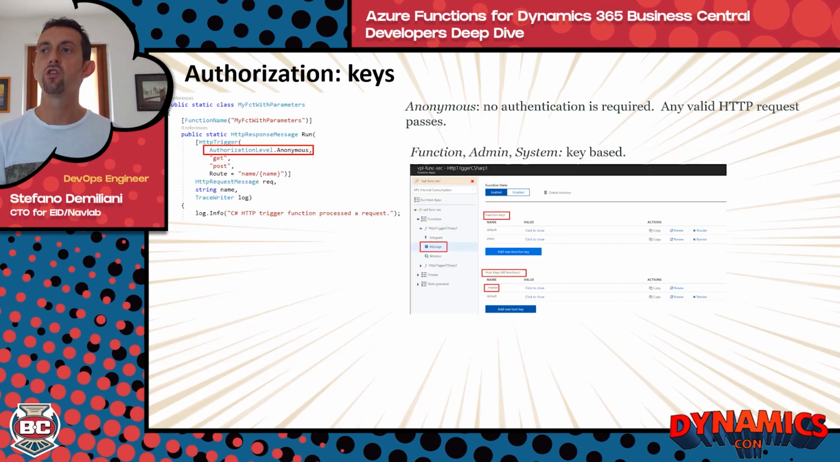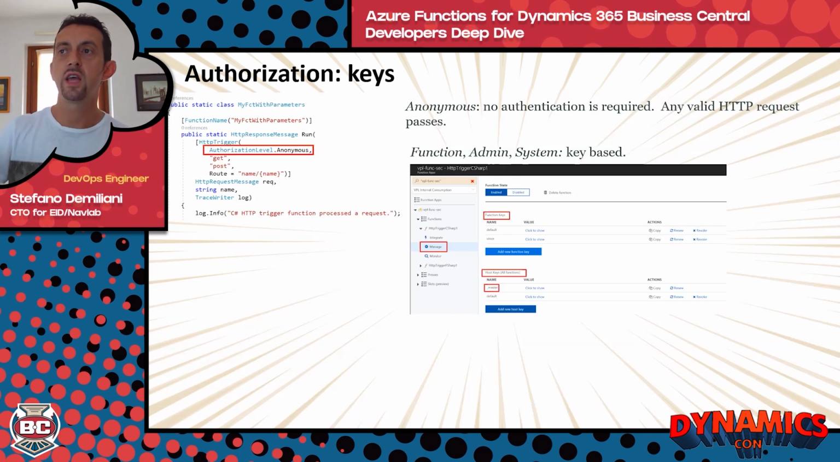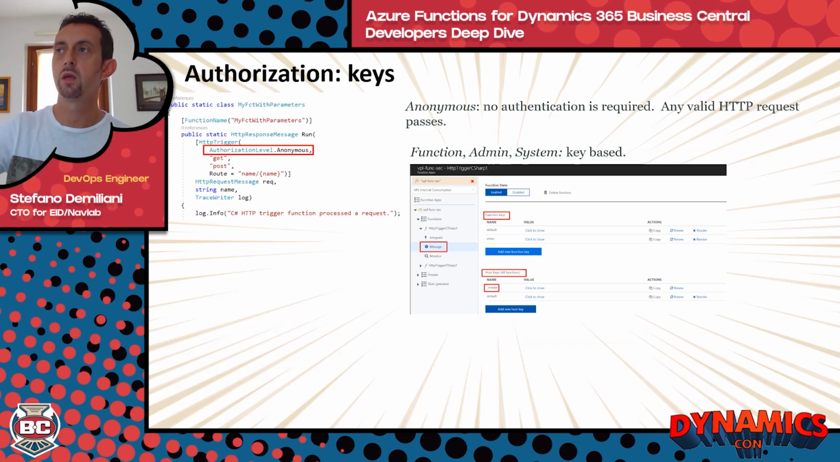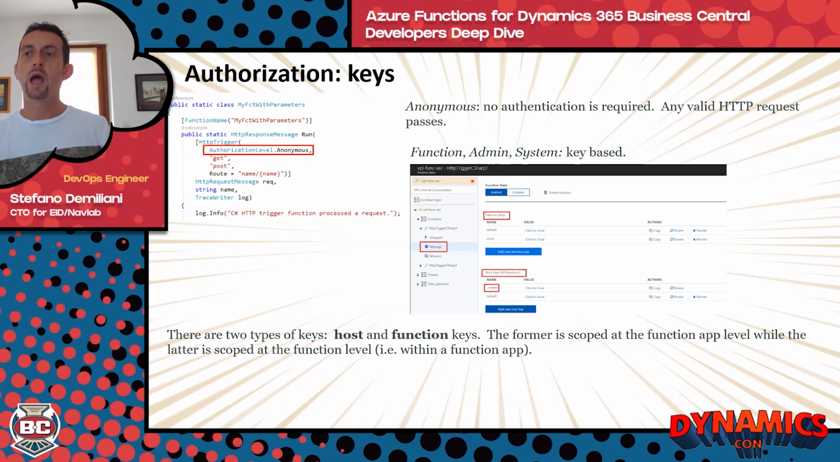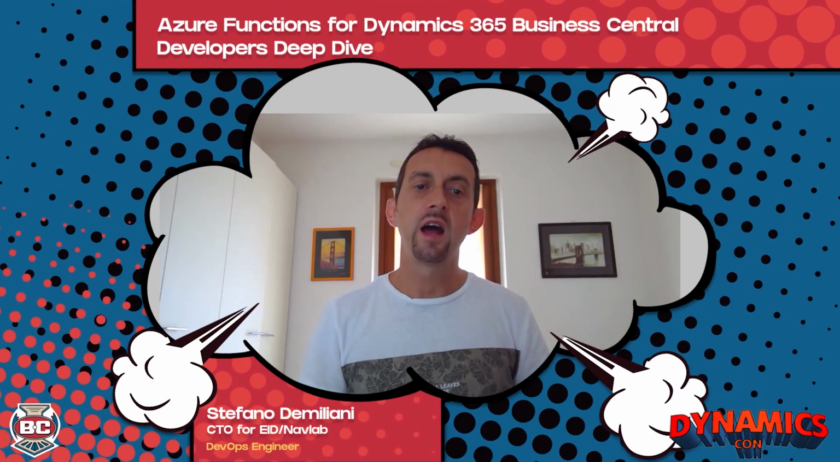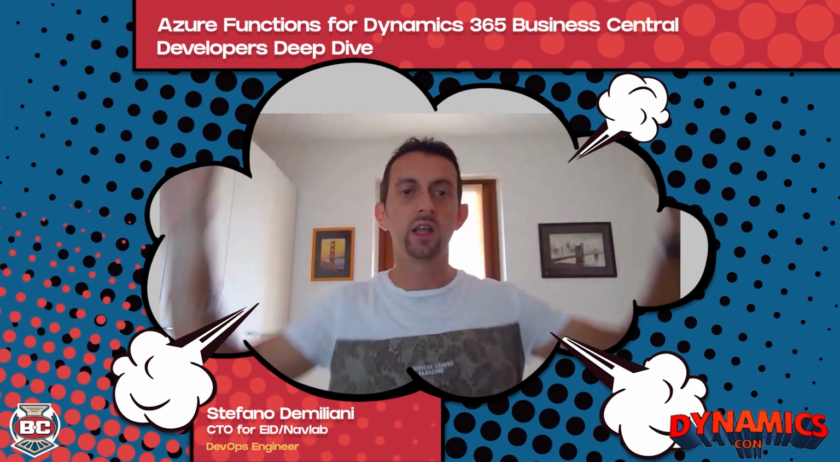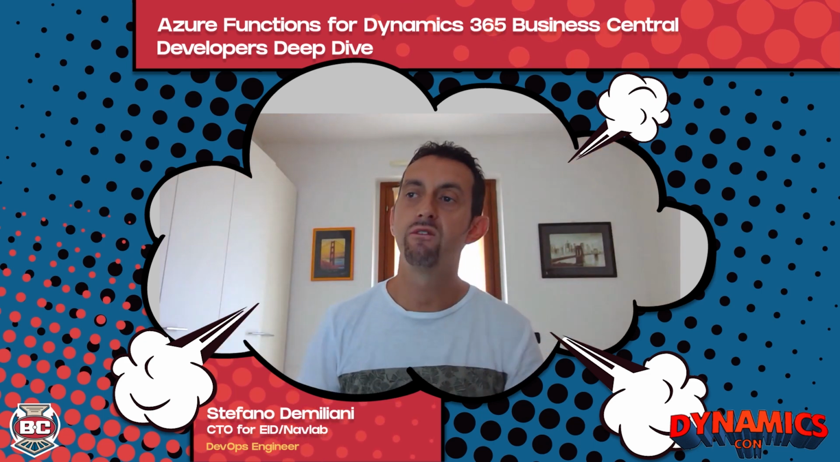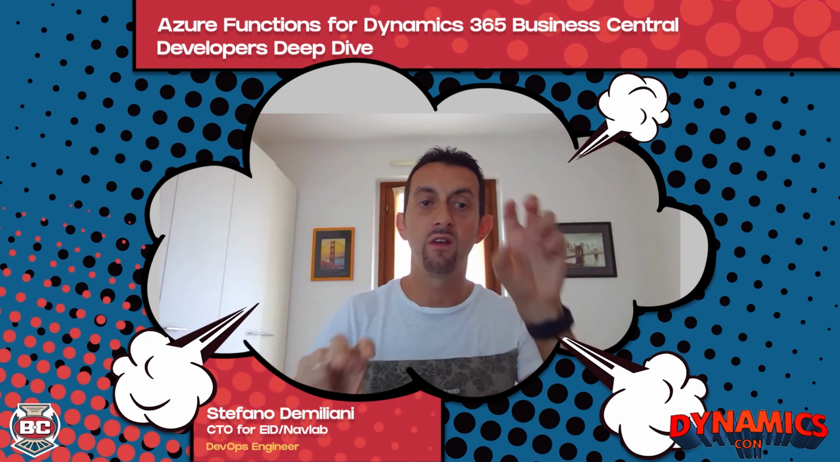As a standard, Azure Function has a key-based authorization mechanism. Inside your Azure Function, you can click on Manage, and here you have a key definition area where you can create function keys, admin keys, or system keys. There are two types of keys normally: what is called host keys and what is called function keys. Host keys are keys that work at the app level, so the highest level, while function keys are keys that work at the function level.